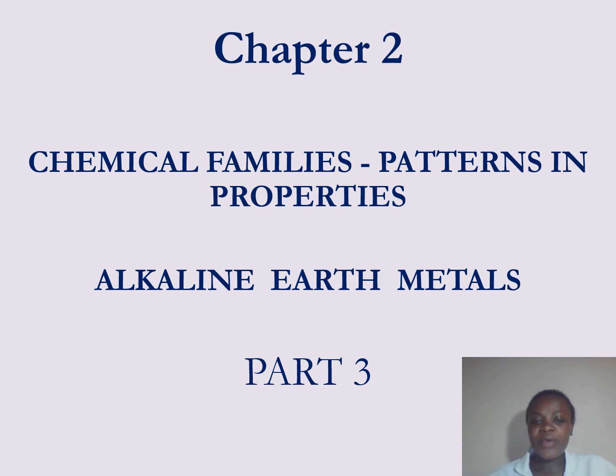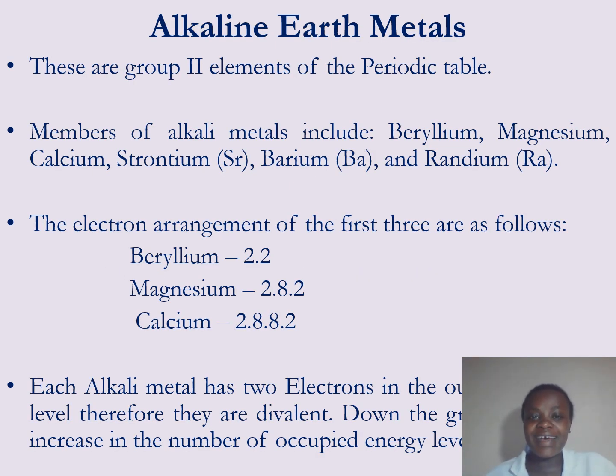So today, we are going to look at the second family, which we call alkaline earth metals. So this marks part 3. What are alkaline earth metals? The alkaline earth metals are the group 2 elements of the periodic table. That one we should not forget. The members of alkaline earth metals include beryllium, magnesium, calcium, strontium, barium, and radium.